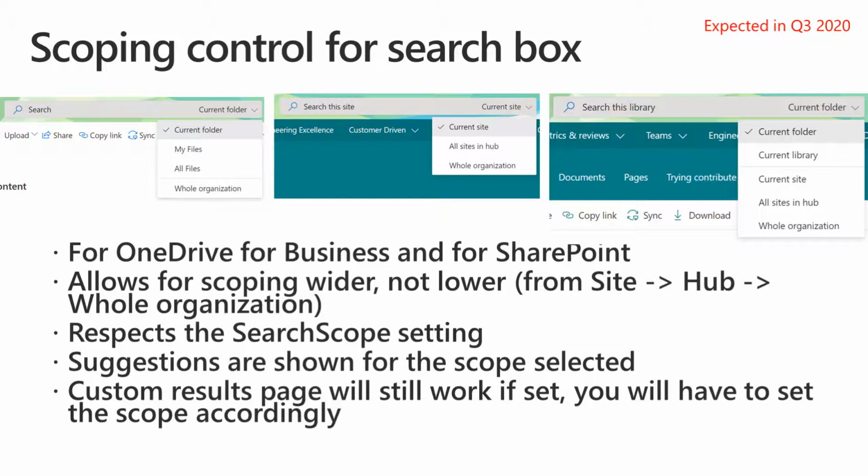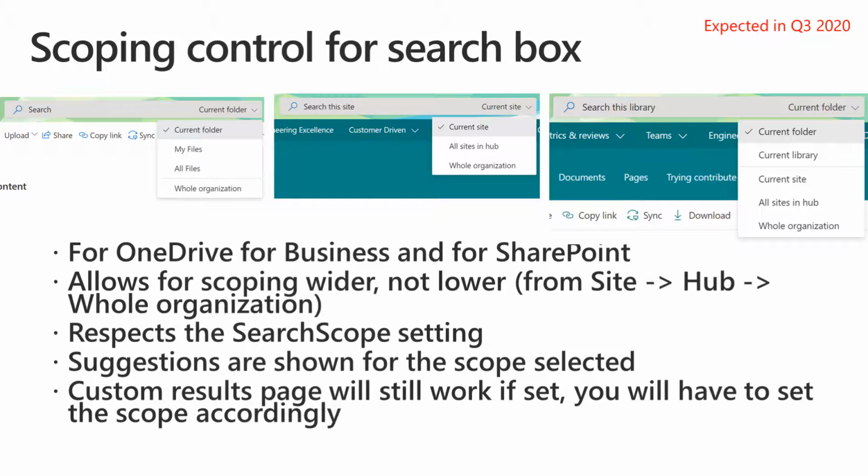This works for scoping wider and not narrower or lower. So you can go from site to hub to whole organization, but once you're in the hub, you can't really drill down into a site because you don't have a way of selecting that site. Hopefully that's obvious. We have a setting called search scope, which I will remind everybody about 2 slides over, that allows you to say, hey, I want my site to start searching at the hub level or at the whole organization level. And if any of these settings are set, then you'll see only those options here.